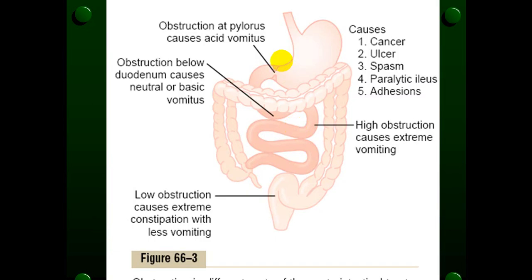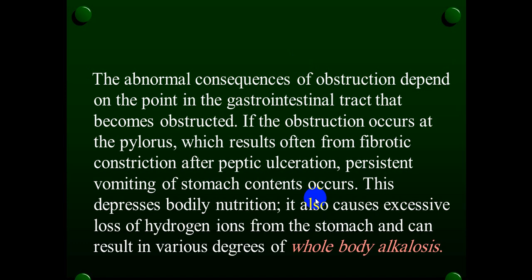And here, if there is obstruction exactly in the pylorus area, there will be loss of the acidic content of the stomach, loss of hydrochloric acid, so the patient will suffer from whole body alkalosis.